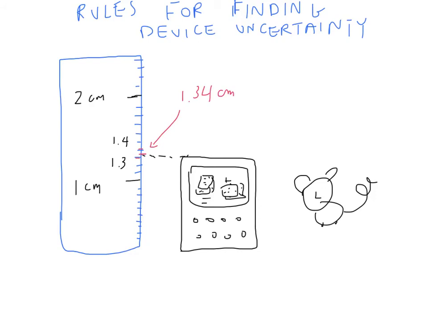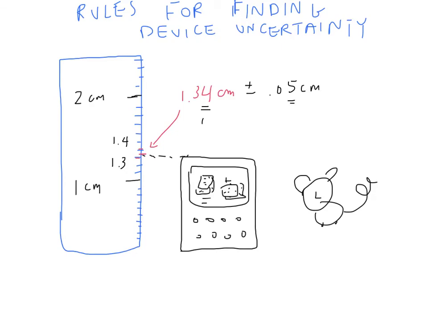The rule for device uncertainty, because we estimate this last digit, and that's how we take measurements in high school science class, we estimate that last digit. So because we're making an estimate, we add plus or minus 5 in that digit. In other words, plus or minus 0.05, because we estimated the hundredths place. So our uncertainty is plus or minus 5 in the hundredths place. Like that.